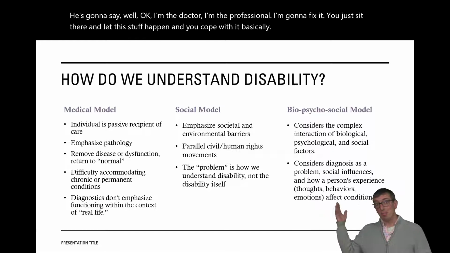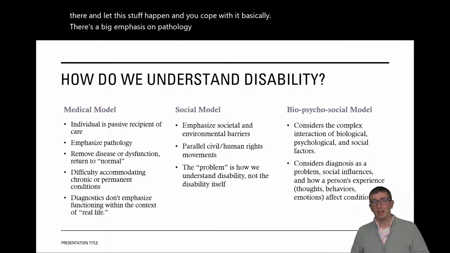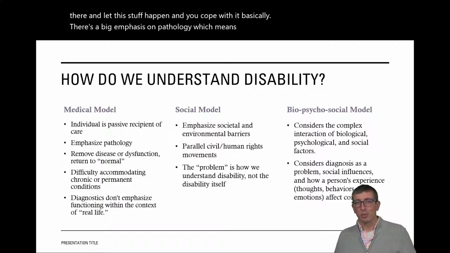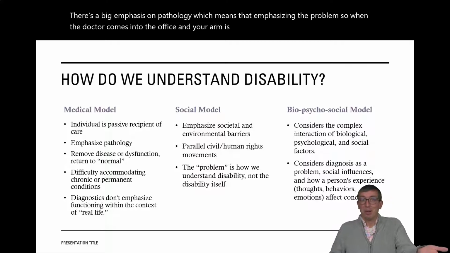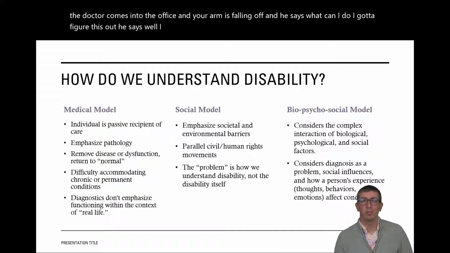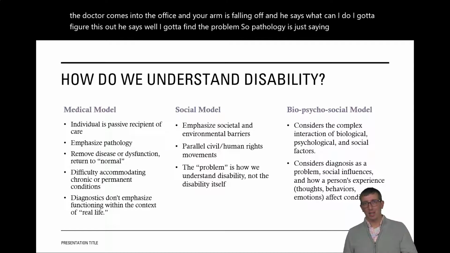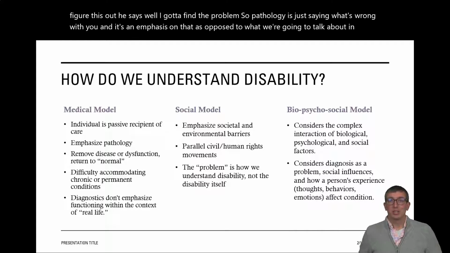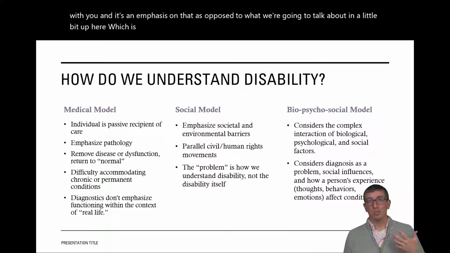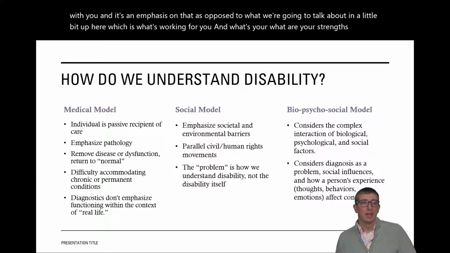There's a big emphasis on pathology, which means emphasizing the problem. So when a doctor comes into the office and your arm is falling off and he says, what can I do? I've got to figure this out. He says, well, I've got to find the problem. So pathology is just saying, what's wrong with you? And it's an emphasis on that, as opposed to what we're going to talk about in a little bit, which is what's working for you and what are your strengths.